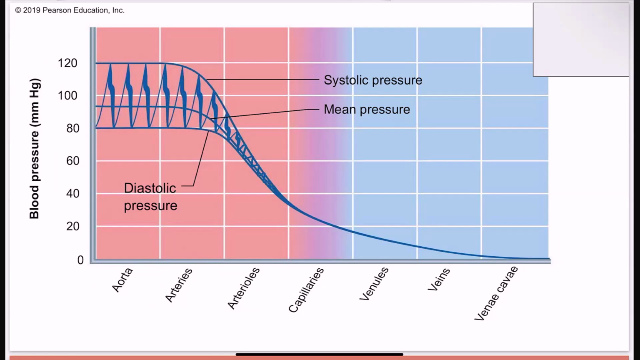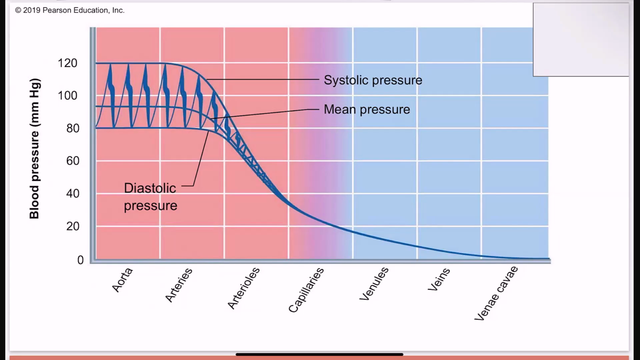So what we're looking at here is a trend. The trend is that blood pressure, this is blood pressure on the Y, goes down the farther away from being an artery that we are. The farther away from being an artery that we are, the blood pressure is going down.